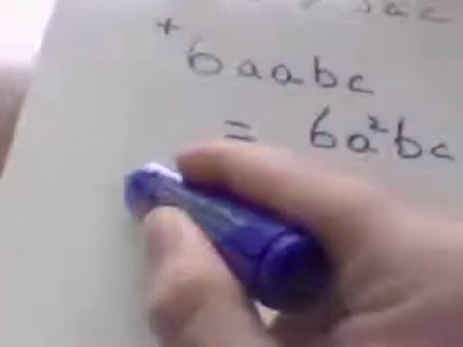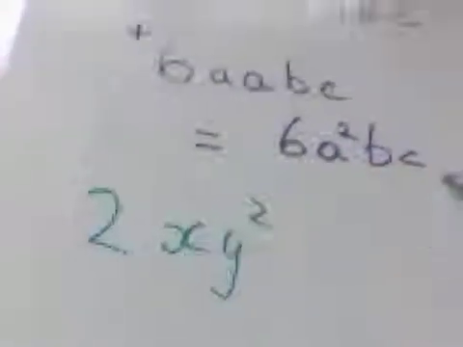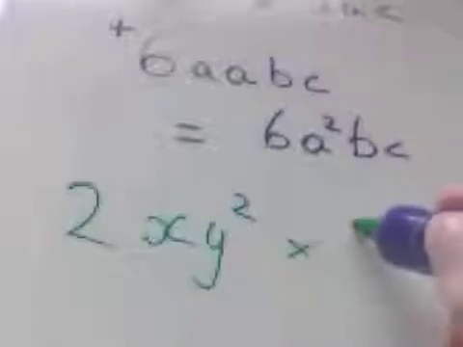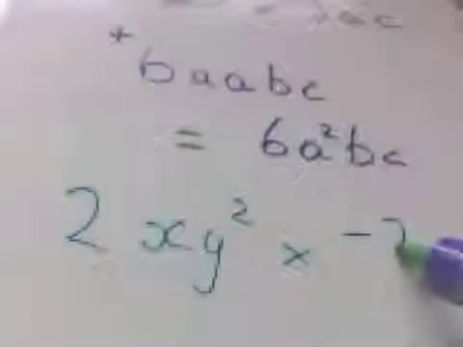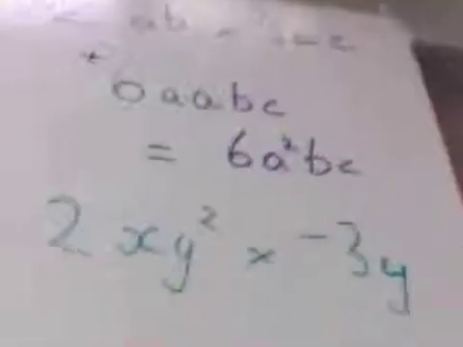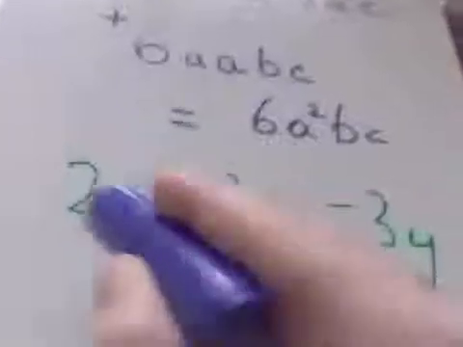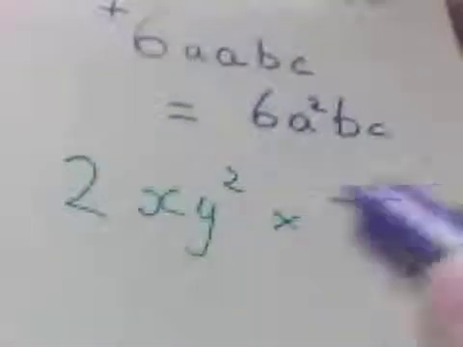If I have 2xy squared times by negative 3y. So I'm going to go through that carefully. Again, there's no positive sign here, there's a negative here, so that's good. Don't have to do anything with that negative, but I need a positive here.